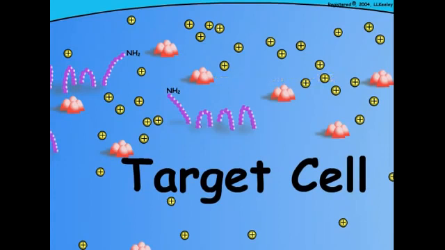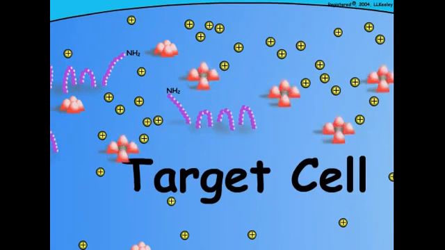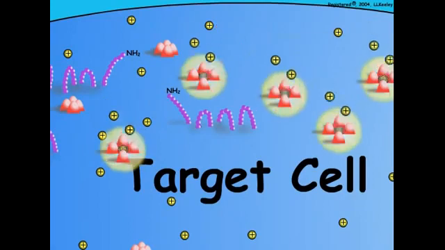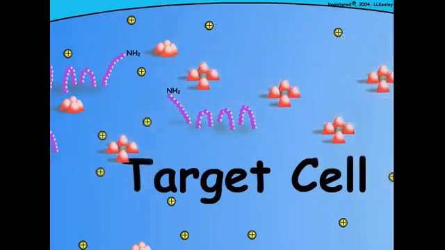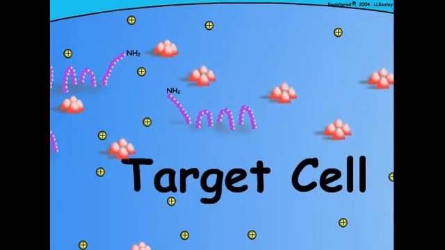When the channel opens, cations enter the cell and cause a localized depolarization that spreads over an area of the cell surface. In this model, the localized depolarization of the cell membrane represents the target cell response to the hormonal message.